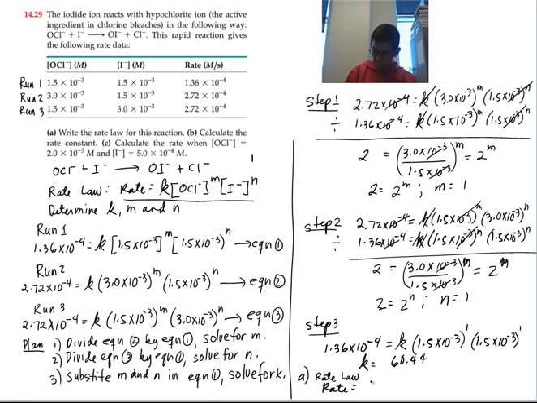So to answer the question, the rate is equal to k, 60.44, times [OCl⁻] raised to the m, which is 1, times [I⁻] raised to the n, which is also 1.